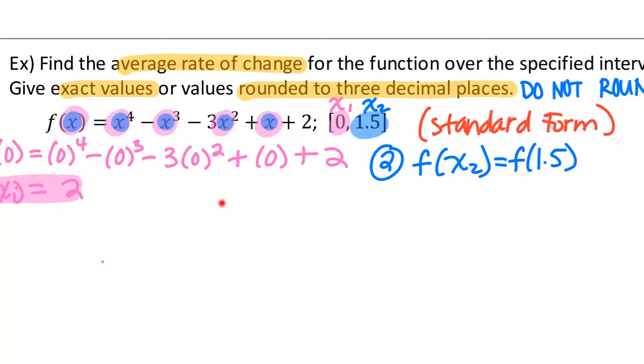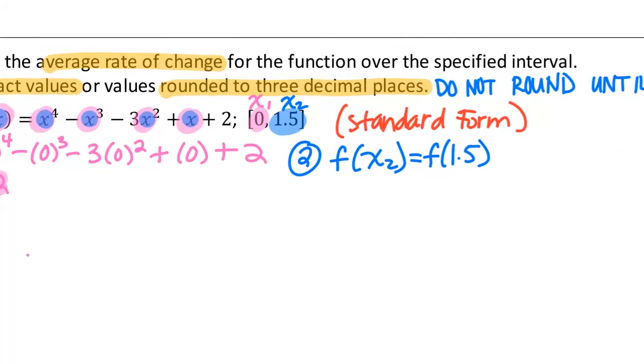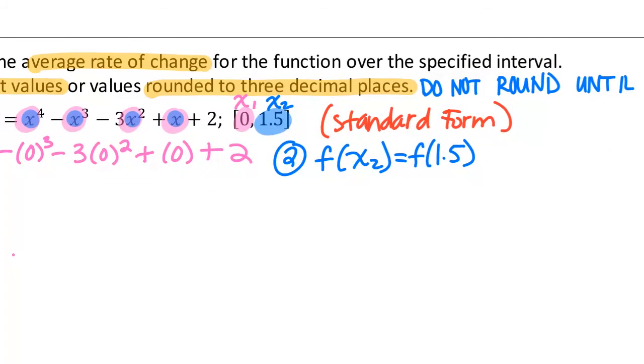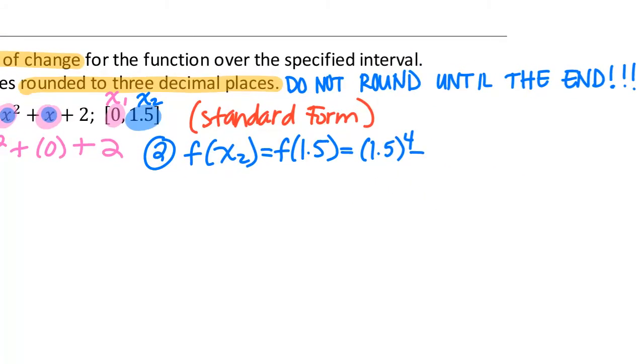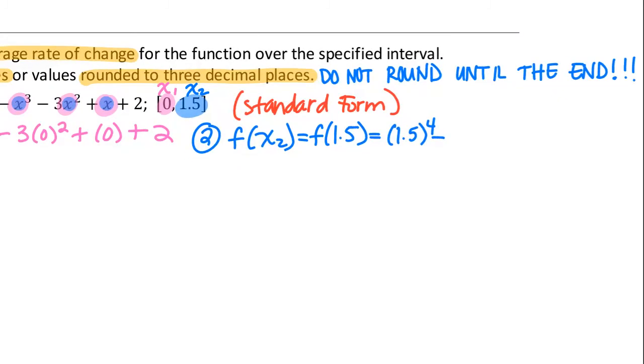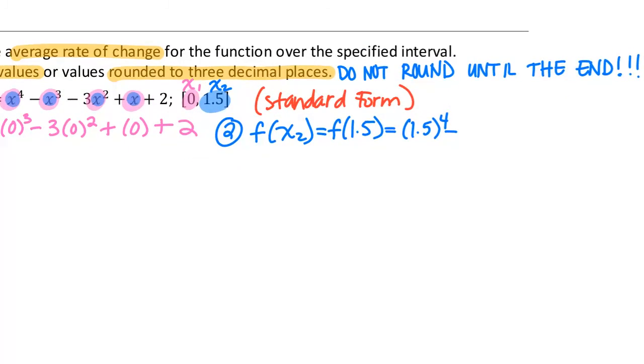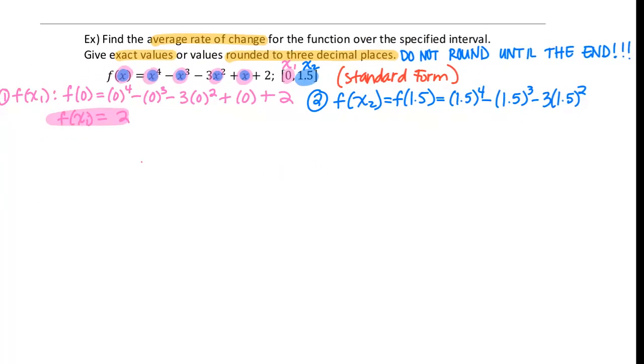That's going to equal 1.5 to the fourth, parentheses 1.5 to the fourth, minus 1.5 cubed. It's like zoomed in too much. I can't see. Sorry. Minus parentheses 1.5 to the third power, minus 3 times 1.5 squared, plus 1.5 plus 2.